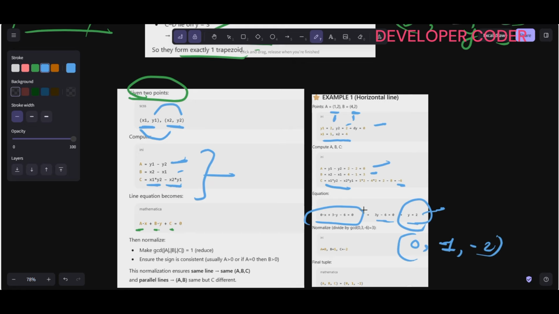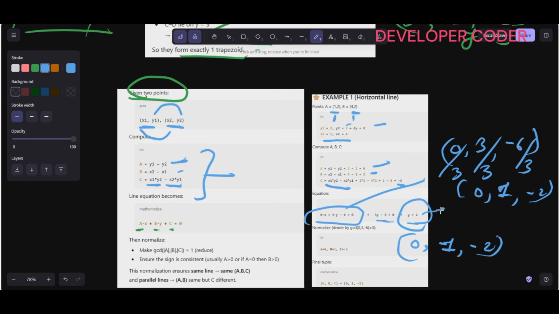Here I'm doing one more thing. In this equation we have 0, 3 and minus 6, so actually I'm calculating the GCD of all these. The GCD is going to be 3, greatest common divisor, so I'm going to get 0, 1, and here I'm going to get minus 2. So I will do the GCD here as well. I am going to normalize this. Okay, done.